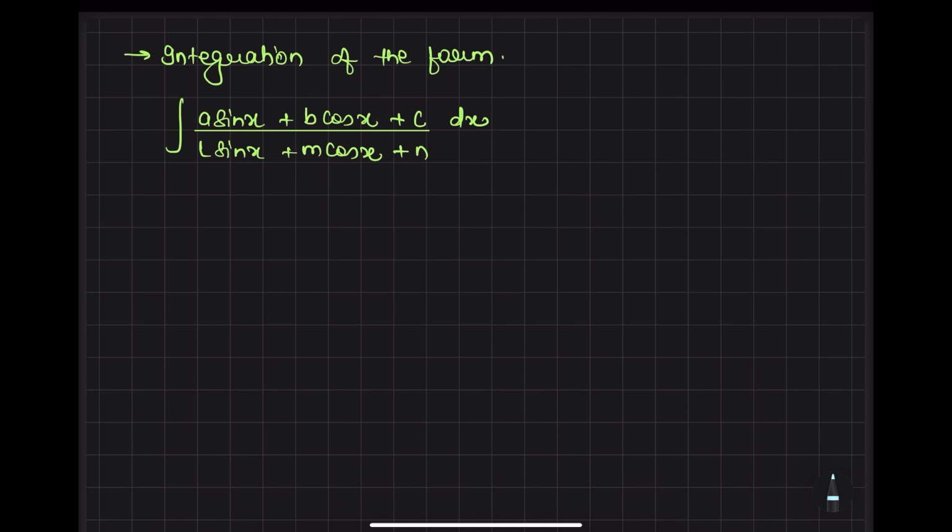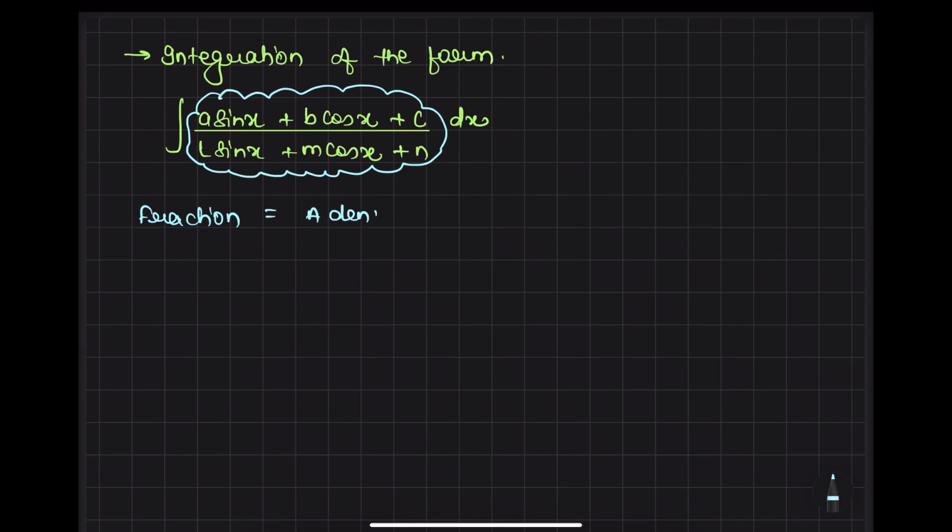So how will I write this fraction? I will write fraction, meaning the whole thing, as a times denominator plus b times differentiation of denominator plus that constant c. This is not the integration constant, it is something else.